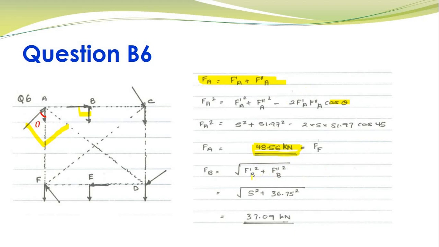So I would have only been left with F prime B squared plus F double prime B squared, which equals Fb squared. In that sense, when I solve for Fb, I simply get 37.09 kilonewton. Since this is at 90 degrees here, I can straight away use my Pythagoras theorem.